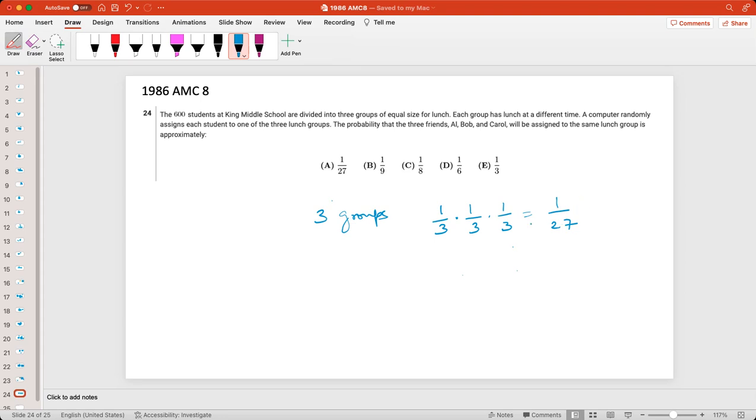But there are 3 such groups, right? It's not just one group. There are 3 such groups. So you multiply by 3, which is nothing but 3 by 27, which is 1 by 9. This is your total probability, which is B.